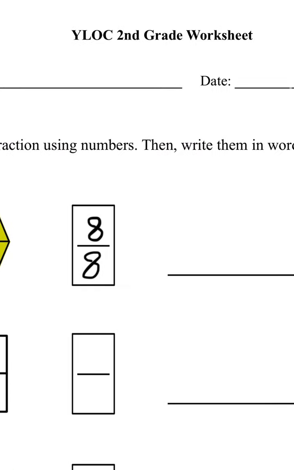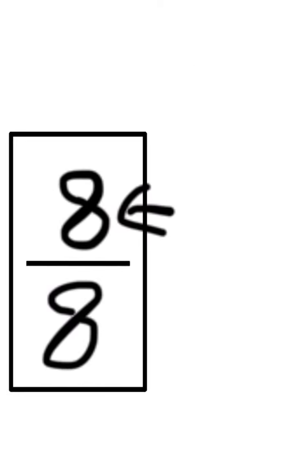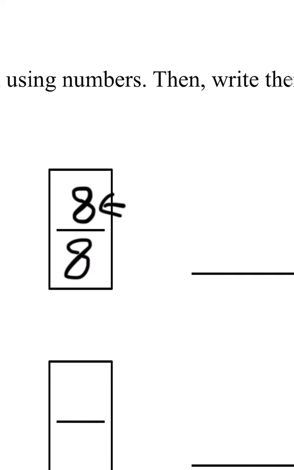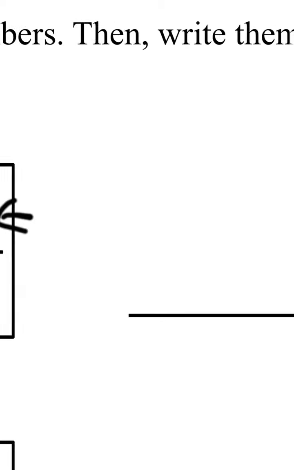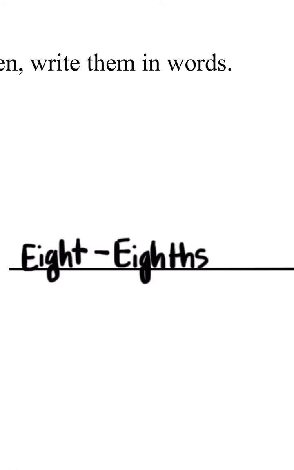And now we need to write these numbers into words. So we need to write the number that is on the top first, and then write the number that is on the bottom. So 8 is on the top. We need to write 8. And then 8 is also on the bottom, so we need to write 8, but then it's kind of different because we need to write eighths instead of just 8 for the second part.